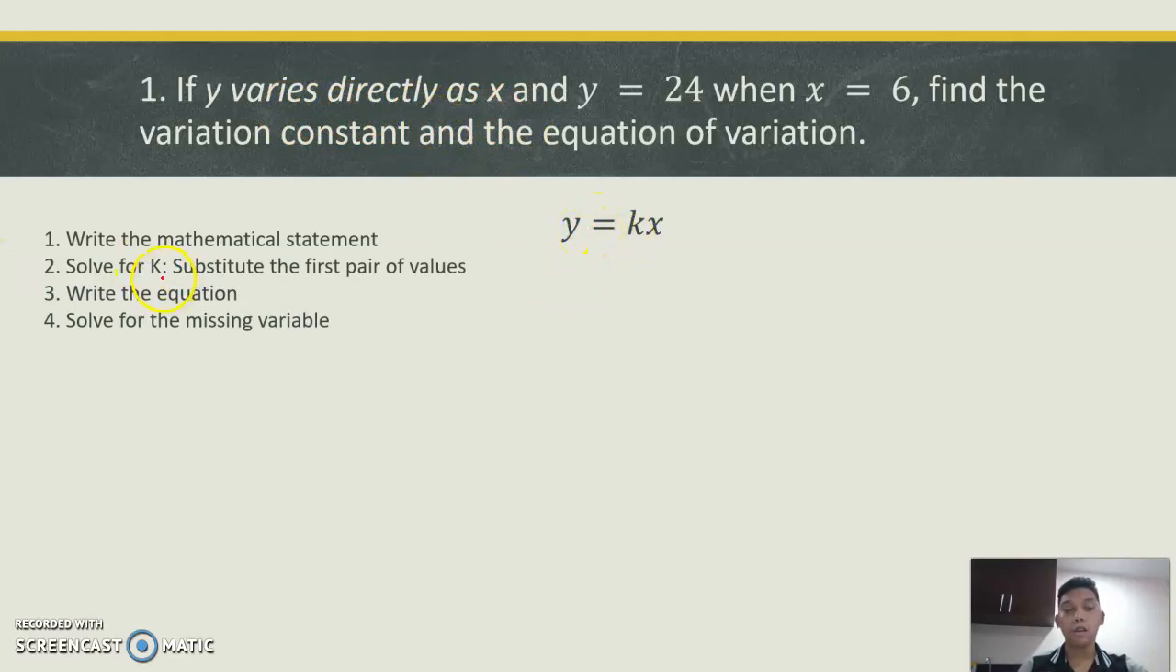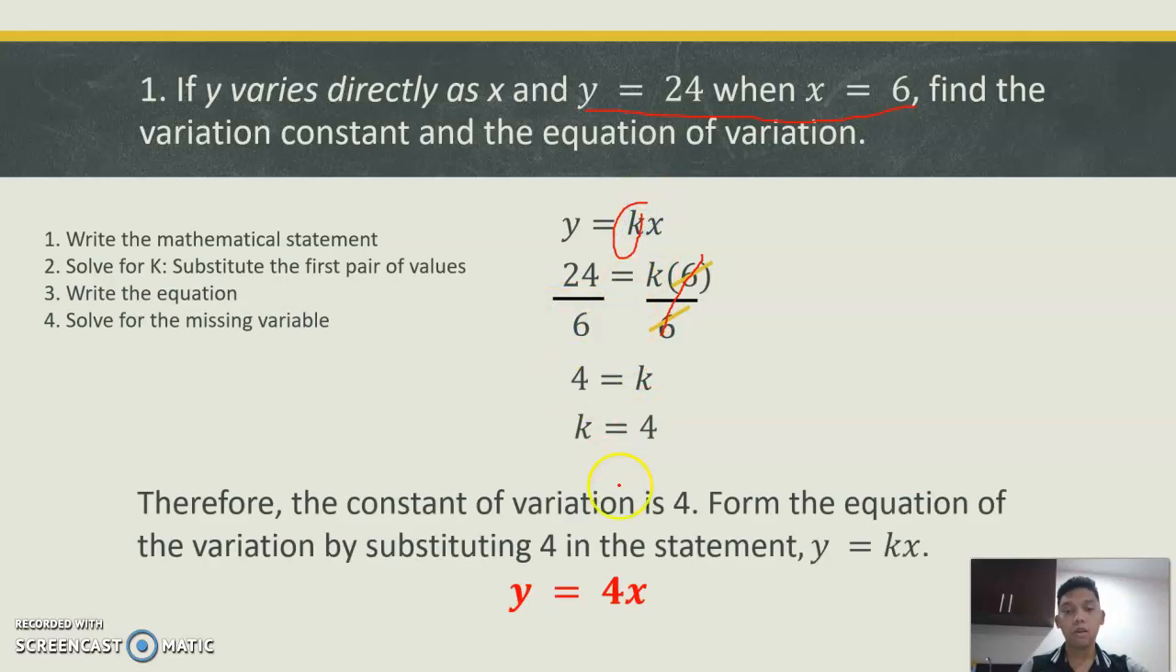Now we do step 2. Substitute the values of the first pair: y is 24 and x is 6. Then we divide both sides by 6 to solve for k. So k is 4. Then you do step 3, replacing k with 4, so your equation will be y equals 4x. Alright. Next item.